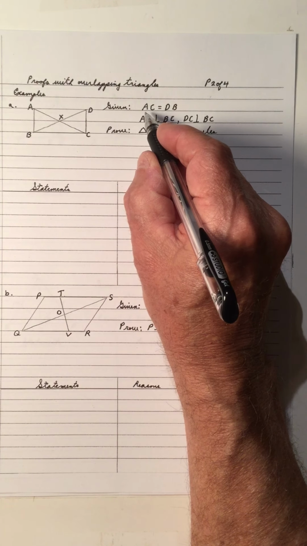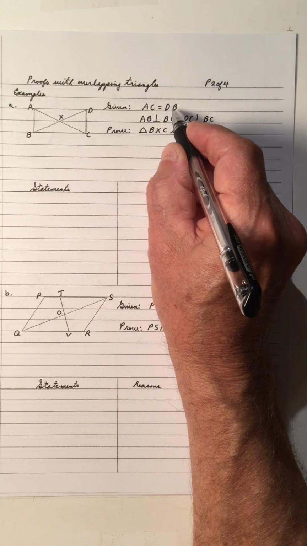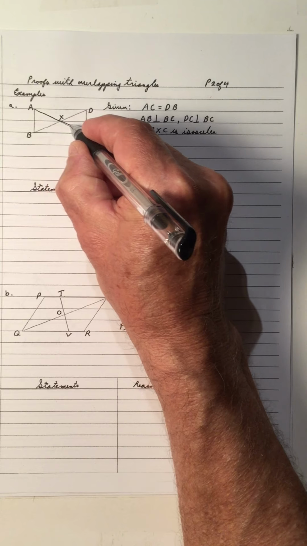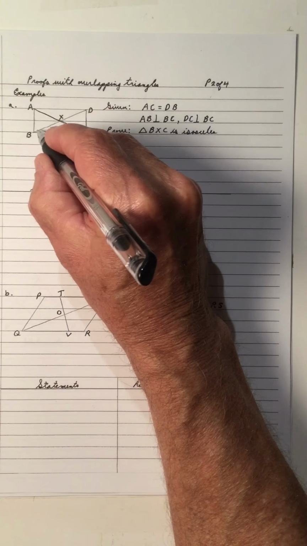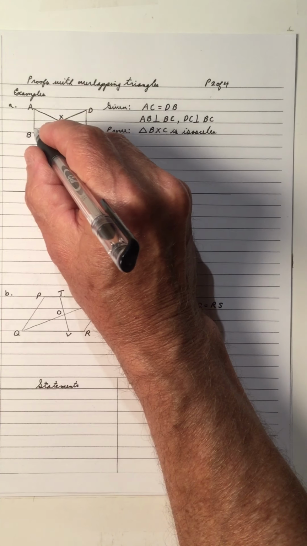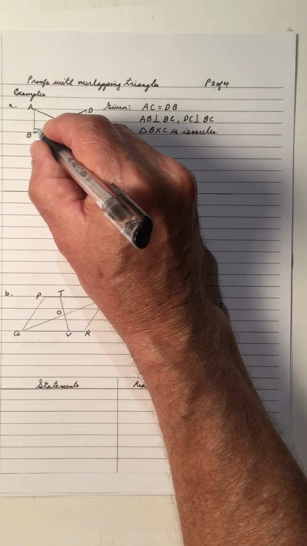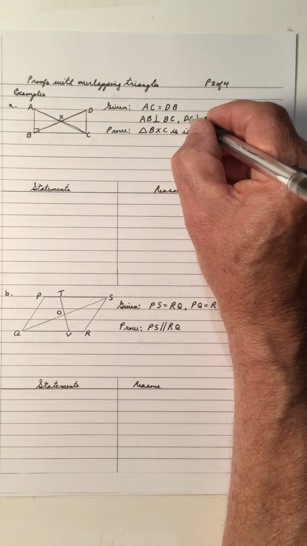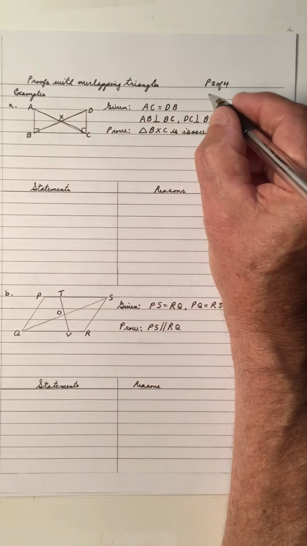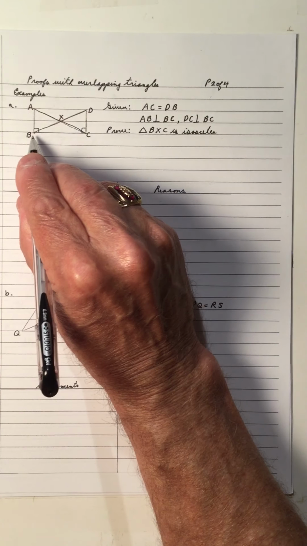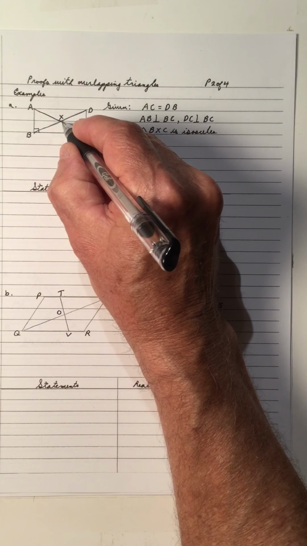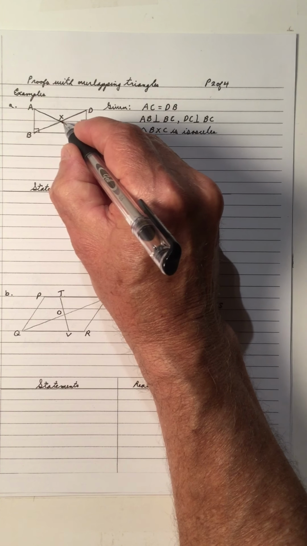We're given that AC equals DB, which is this segment, equals DB, which is this segment, and we're given that AB is perpendicular to BC, and DC is perpendicular to BC, and we have to prove that triangle BXC is isosceles. In order to have an isosceles triangle, we must have two sides equal.